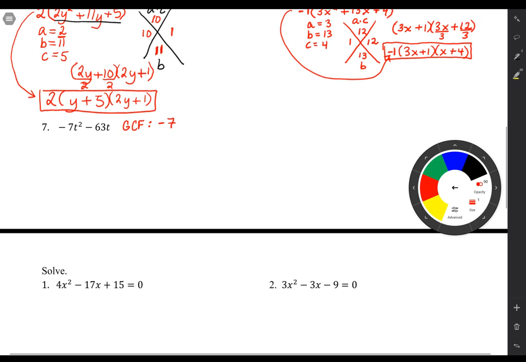The greatest common factor, they both have a t in common. So they have this t squared and a t, so they have at least the t in common. So that's your greatest common factor. So factor out a -7t. So there you have only one t left because it was t squared. And here you already factored out the t, so you're left with +9. You cannot factor any more because the inside numbers in the parentheses have no factor larger than 1. So that is it for that particular problem.